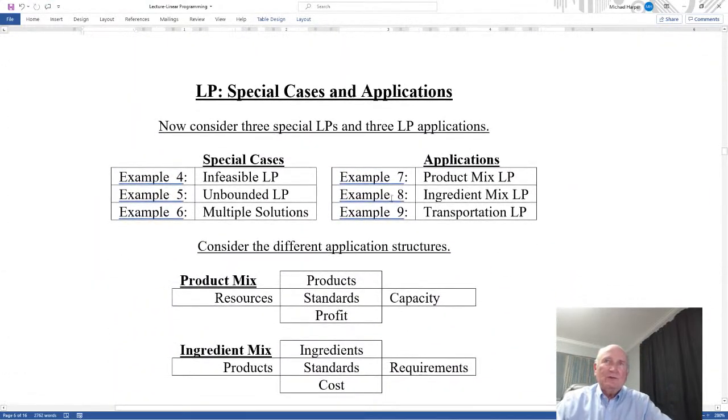Now, before we go to the special cases and applications, let's come back to Canvas. Oh, I've got to open up Canvas. Got to be careful here. I don't want the same thing to happen.